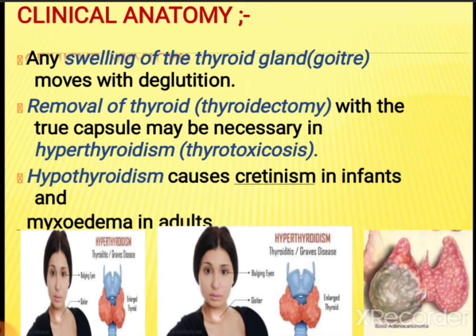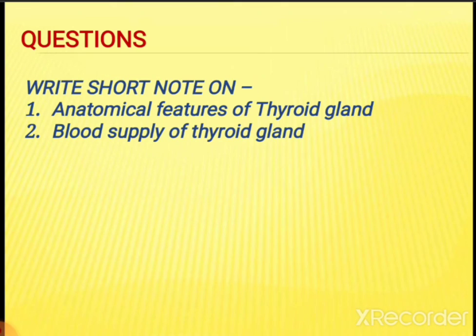Now the clinical aspects. Any swelling in the middle of the neck can be because of thyroid gland, and this is known as goiter. This swelling moves with deglutition. Second is removal of the thyroid gland, known as thyroidectomy, with the true capsule, and may be necessary in hyperthyroidism. Hypothyroidism means there is low secretion of the thyroxine hormone from the thyroid gland, and it causes cretinism in infants and myxedema in adults.